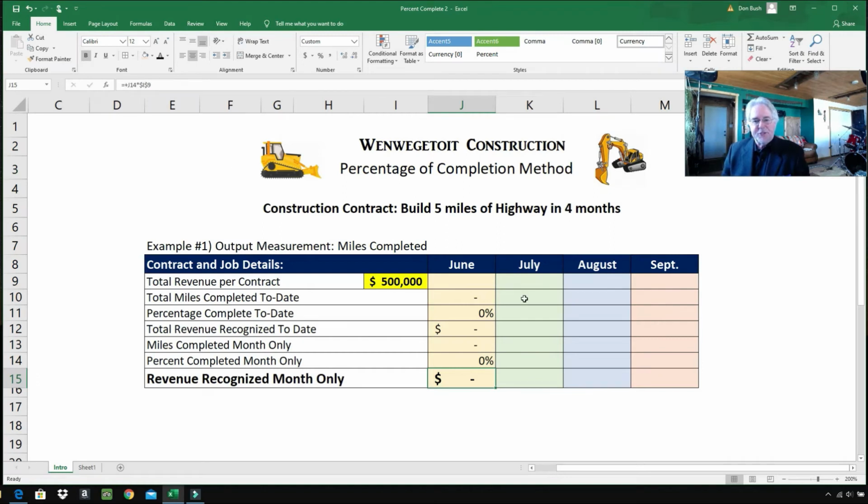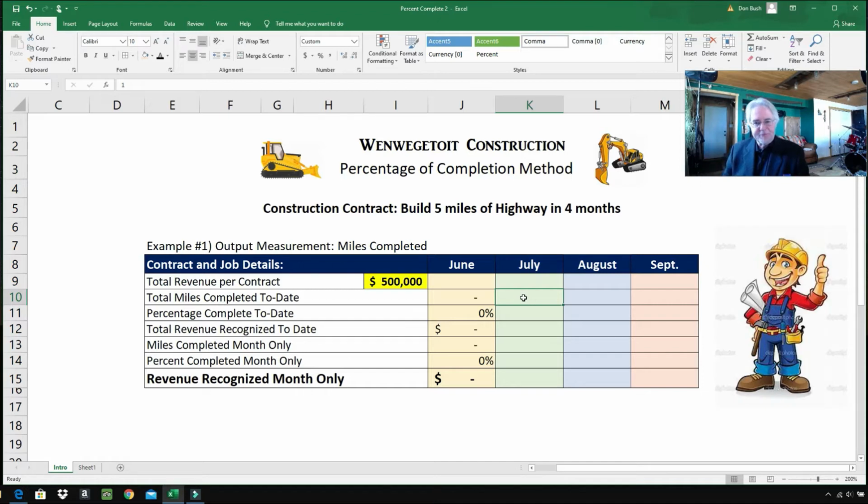So along comes July. And in July, we talk to the engineer and we say, hey, engineer, how many miles of highway were built during the month of July? And the engineer says, well, we built 1 mile. It was a slow start, but at least we got started here and we're making some progress. So the percentage complete here: they built 1 mile out of 5, so 1 divided by 5. If you use your calculator, you would get 20%. So the engineer here is saying we're about 20% done with this job.